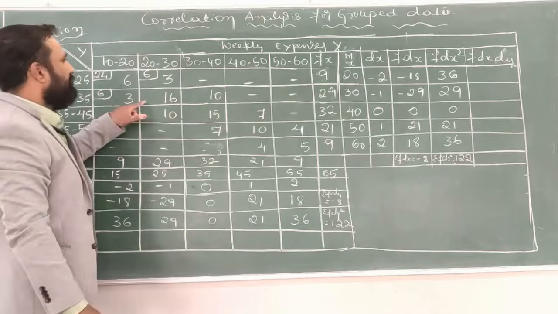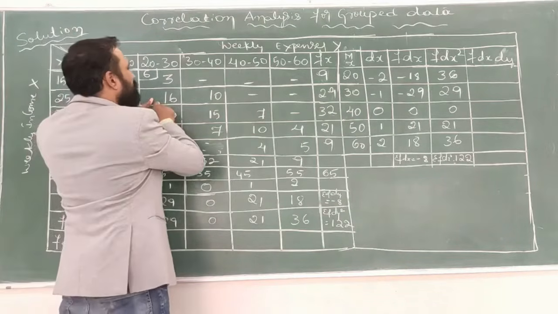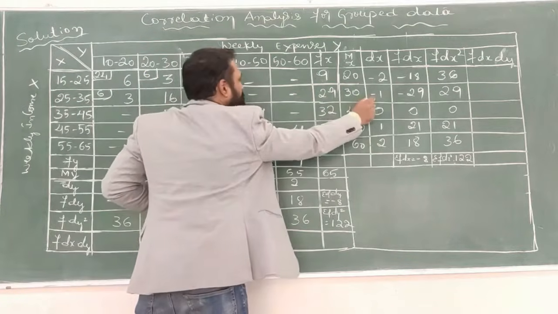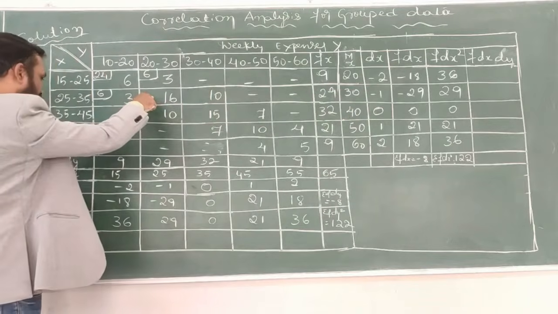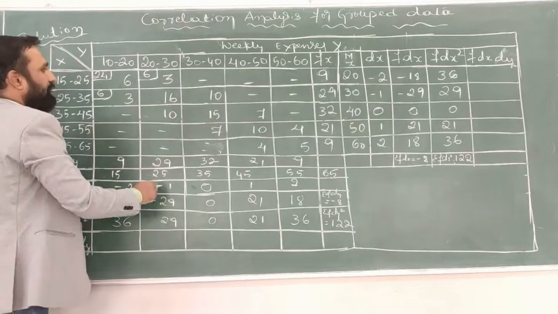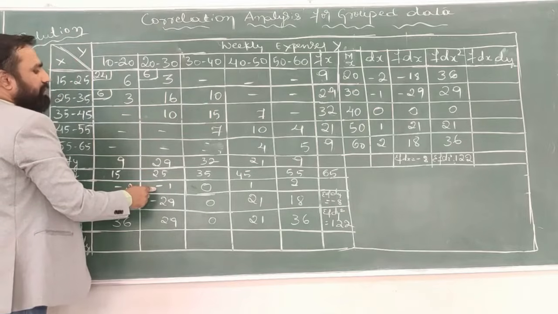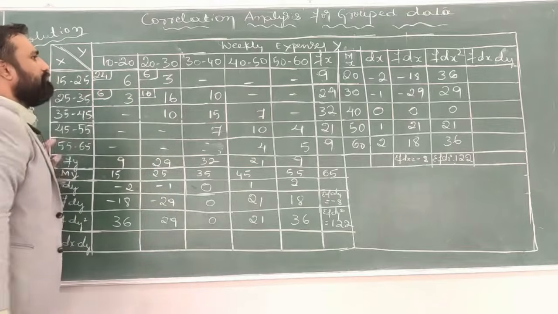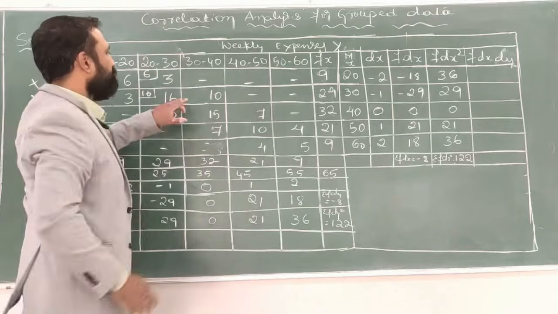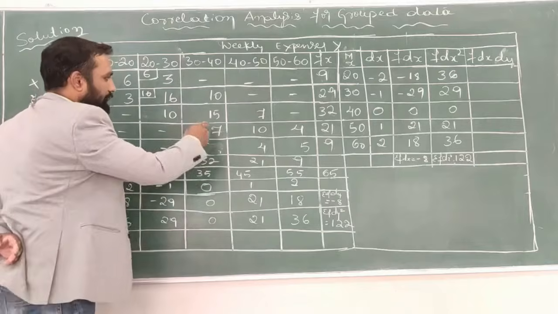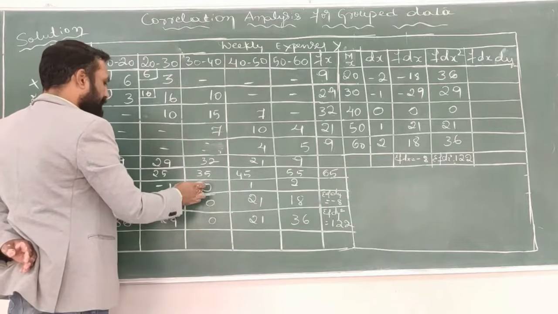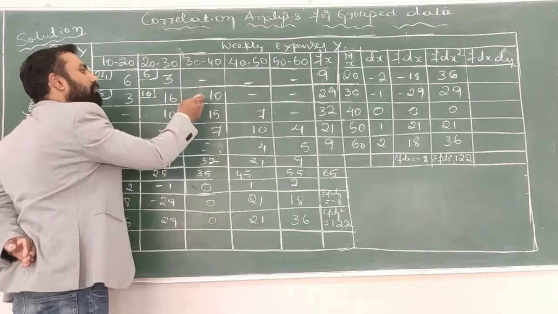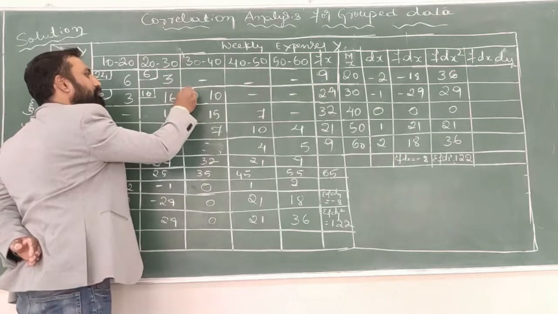The next 16 is the frequency, and dx is minus 1, so 16 into minus 1 is minus 16, and dy is minus 1, so minus 16 into minus 1, the value is 16. The next 10. Here it is very simple: in this column the dy is 0, so the entire column of frequencies will be 0. Put it as 0.